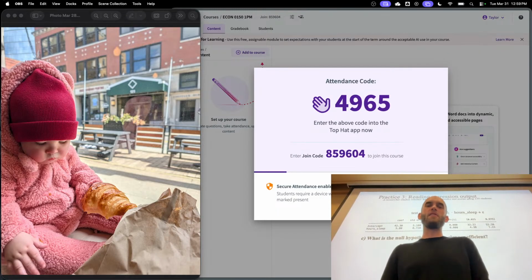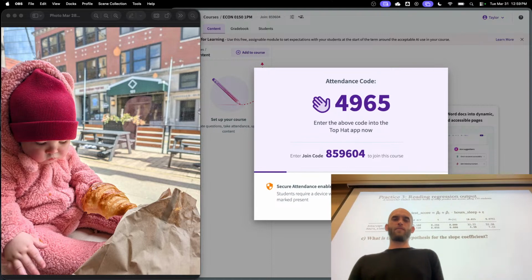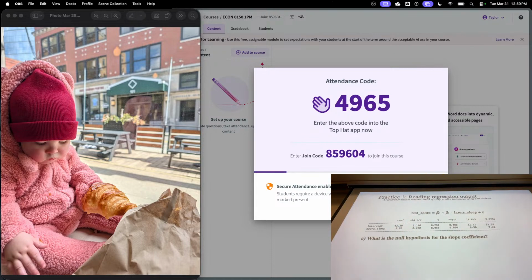What about this one? What's the null hypothesis for the slope coefficient? We'll take about a minute here, or 30 seconds. Maybe check it with someone.